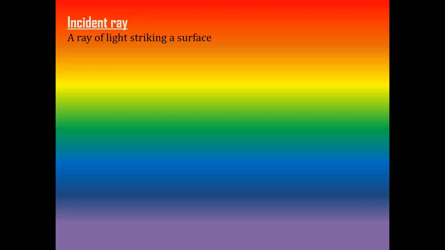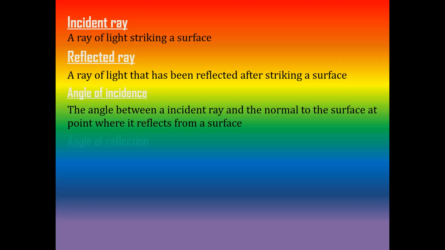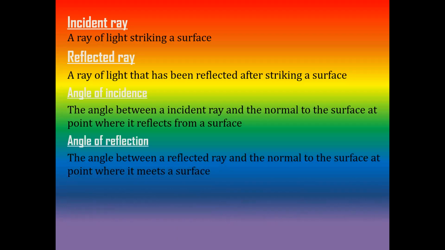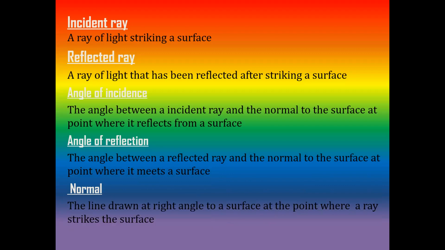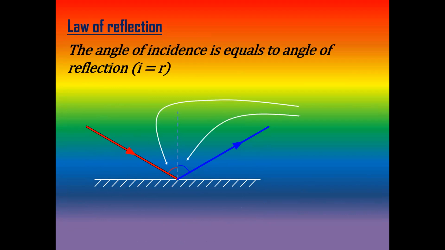Then these are the definitions you have to learn. The incident ray, the ray which strikes the surface, is called incident. The ray which bounces back, which changes direction after striking a surface, is called reflected. Angle of incidence is the angle between the incident and the normal, and angle of reflection is the angle between the reflected and the normal. And the normal is the imaginary line which is perpendicular to the surface. We call that normal. And according to the law of reflection, the angle of incidence will always be equal to the angle of reflection.